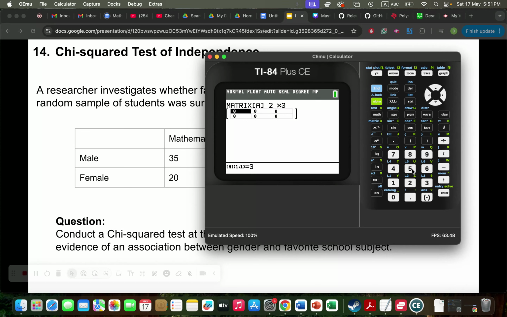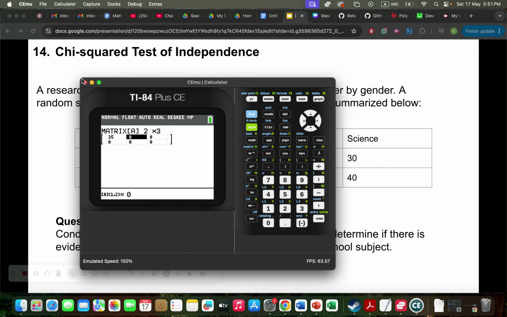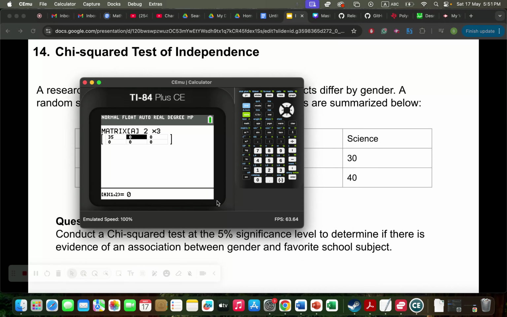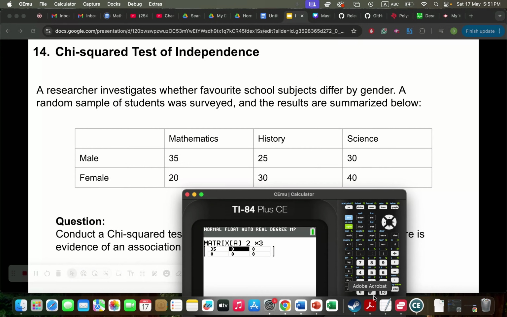Then I'll just put in the data here. So that would be 35, then 25 here, then this will be 30, then this will be 20, then this will be 30, and this would be 40 in this case. Okay, so I've got the data here.